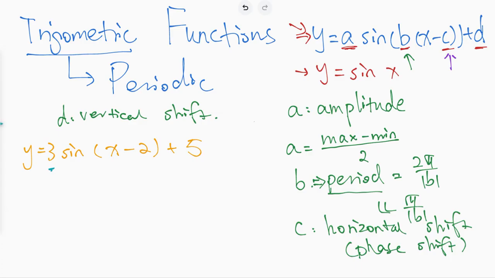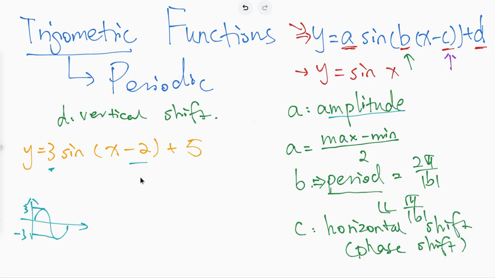The first thing that we should pay attention to would be a here. As we know, a denotes amplitude, which is essentially the distance between either the max or the min and the x-axis. So this is saying that if we draw it along the x-axis, this value here would be 3, and this value here would be negative 3.